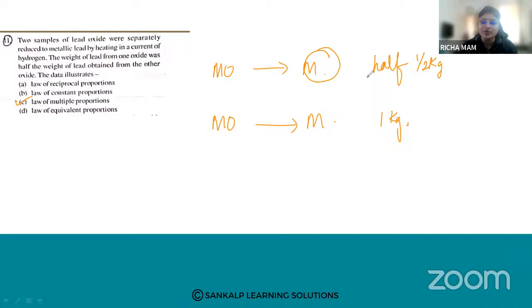So we know what the law of multiple proportions is. If there are two elements and they form more than one compound, then the masses of the second element that combine with a fixed mass of the first element will be in a ratio of small whole numbers. So this is multiple proportions, and that is option number C. I have told you what the law of multiple proportions is.